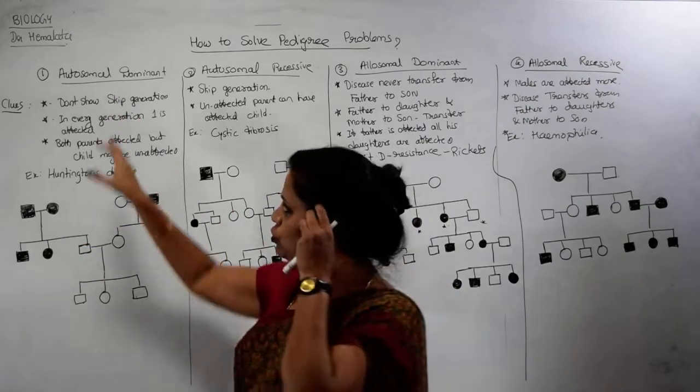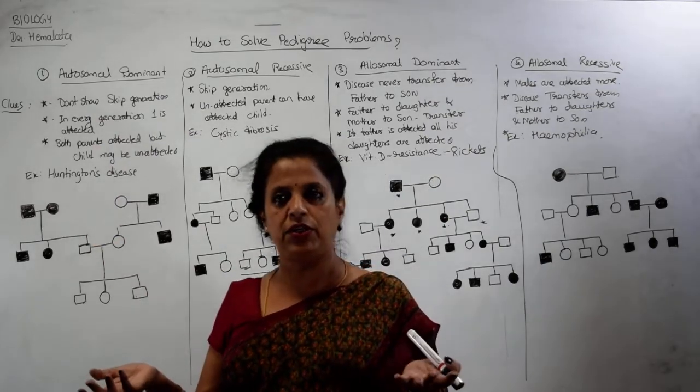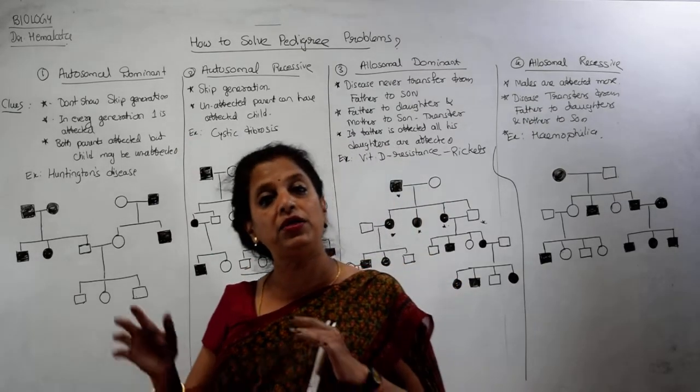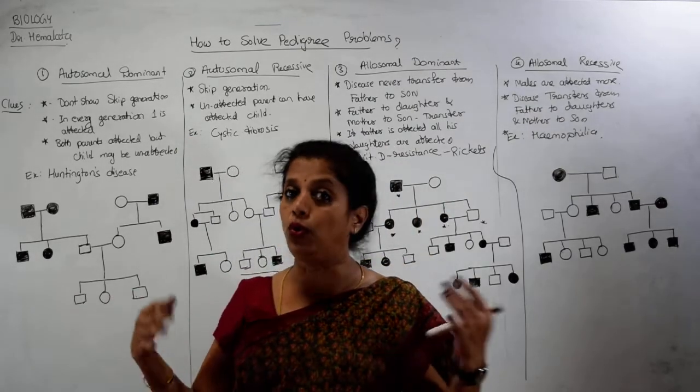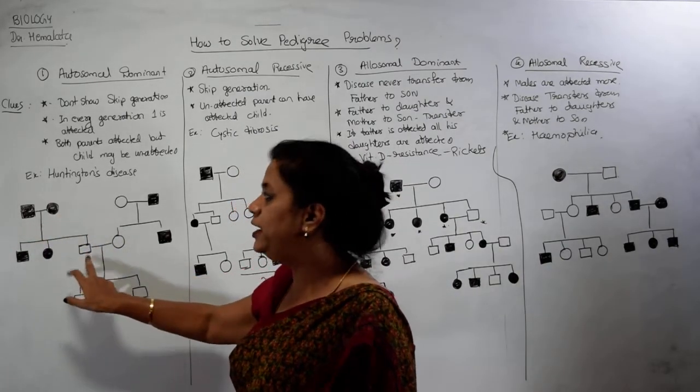See, these clues you just learn by heart, okay? They don't show skip generation inheritance. Means every generation one is affected, but there may be a child which is not affected, although both the parents are affected. This is the clue here. Parents are affected, child is not affected.